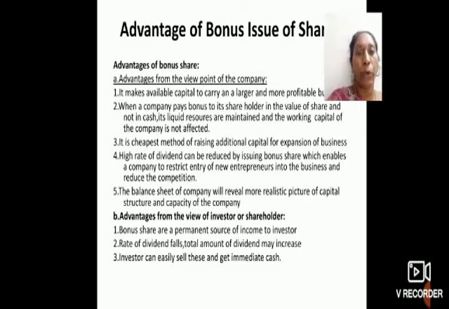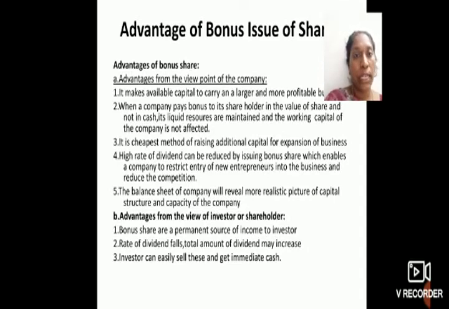So capital can be procured by way of equity shares, preference shares, debentures, or loans. But in all these processes, the company has to spend a lot of money, so the cost of capital will be higher. But this form of capital procurement is comparatively very low cost. So that is one advantage.